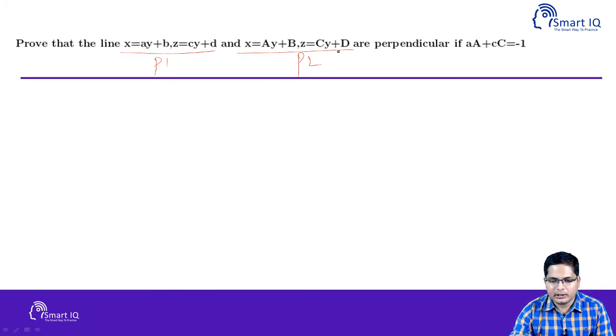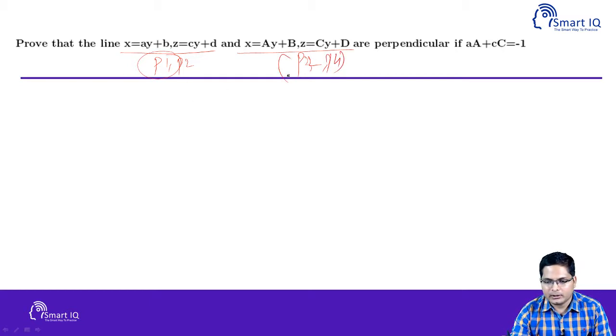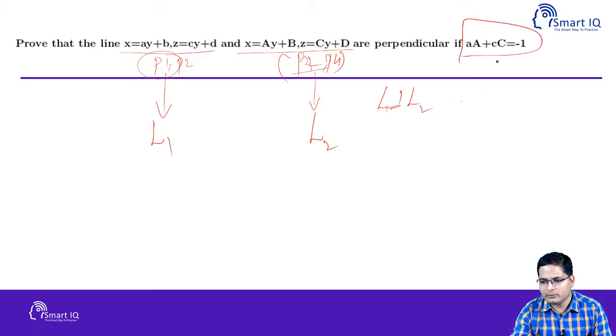The question is, if these two planes are meeting in a line. So this is P1 and P2, two planes. P3 and P4 are two planes. These two planes meet in a line, like in the previous question. These two planes also meet in a line. Let this line be called L1 and let this line be called L2. It's given that L1 is perpendicular to L2. When L1 is perpendicular to L2, we have to prove this condition.